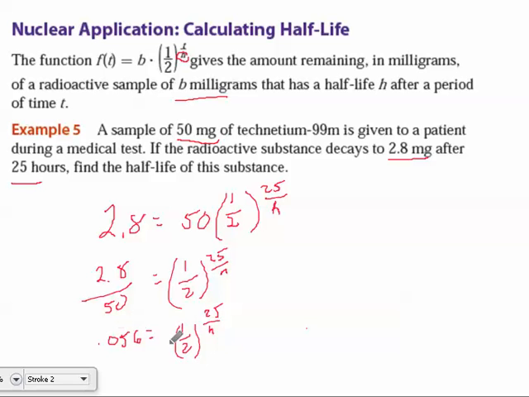Now I'm going to write this in logarithmic form. Why? Because I've got a base, I've got a power, and I've got a value. So I'm going to say the log base 1/2 of 0.056 is equal to 25 over h. This is just a number. And how would I do this one? I'd do log 0.056 divided by log 1/2.